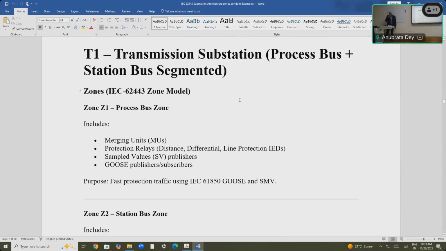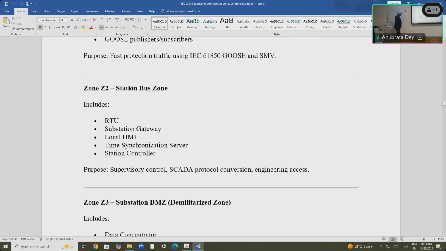Yeah, so here, this is the same one with more detail. Zone 1 will include the process bus zone. As we talked about, it will include merging units, protection relays, sampled value publishers, and GOOSE publisher and subscriber. The purpose is basically fast protection using IEC 61850 and sampled values. We are aware of that. Zone 2 will be the station bus zone, which will include RTUs, station gateway, local HMI, synchronization server, if you are distributing the synchronization signal, and the station control. The purpose of zone 2, or the functionality within that, is supervisory control, SCADA protocol, and engineering access there.